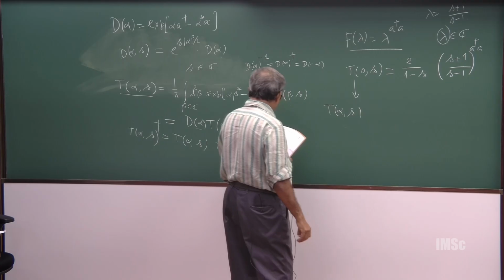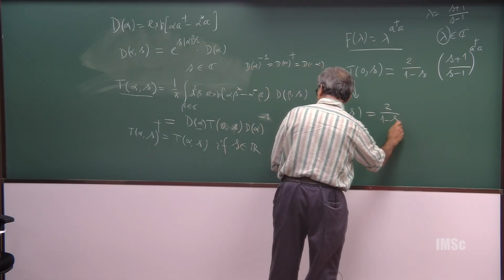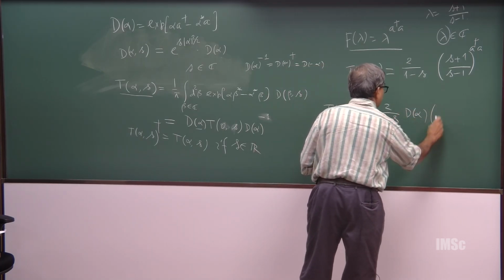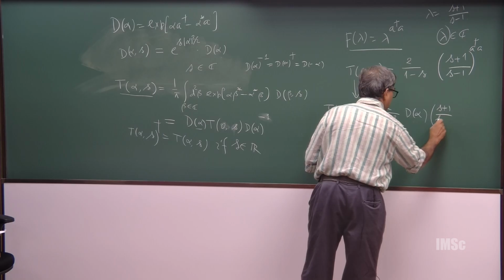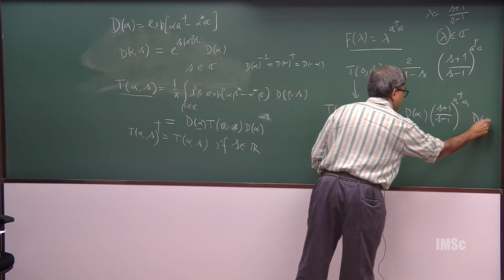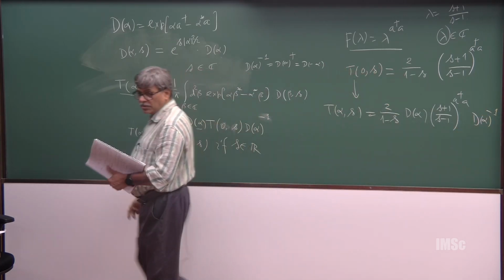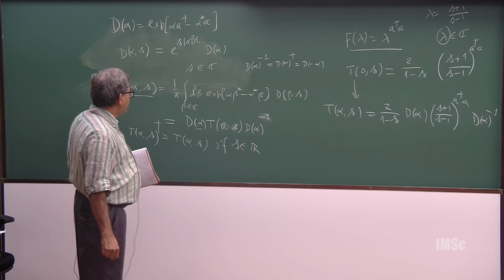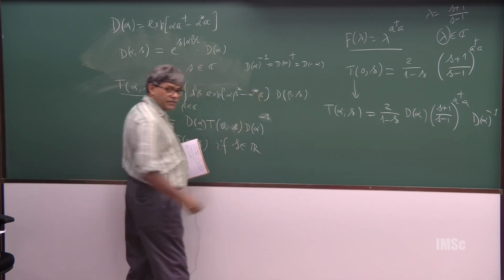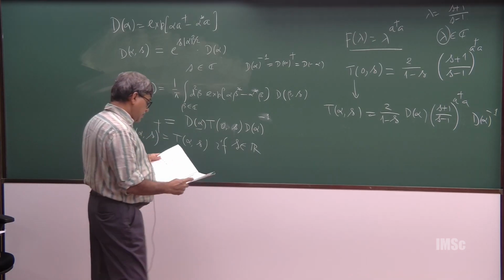And we have also seen, therefore, from here it follows that T of alpha s, which is this displacement part, will be 2 by 1 minus s D of alpha, s plus 1 by s minus 1 to the power a dagger a, D of alpha inverse or D of minus alpha. Alpha beta star minus alpha star beta, yes, that is the Fourier coefficient.